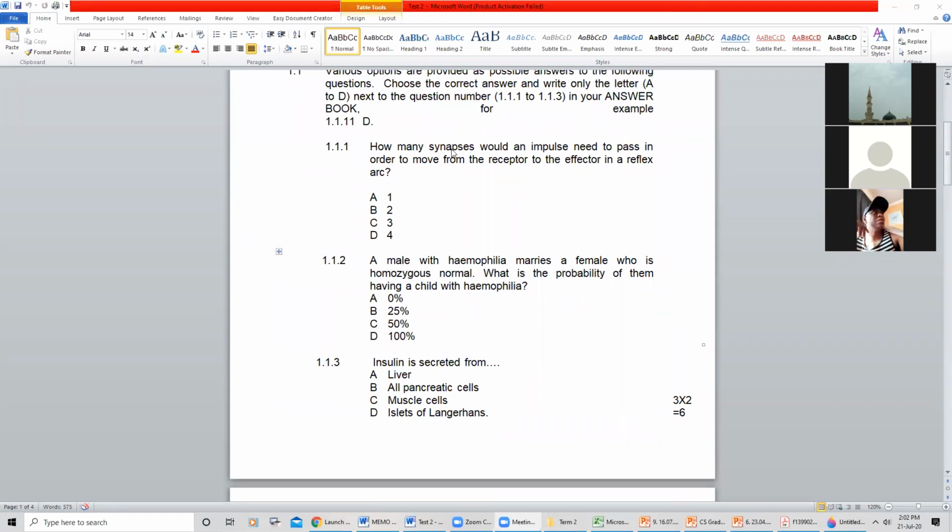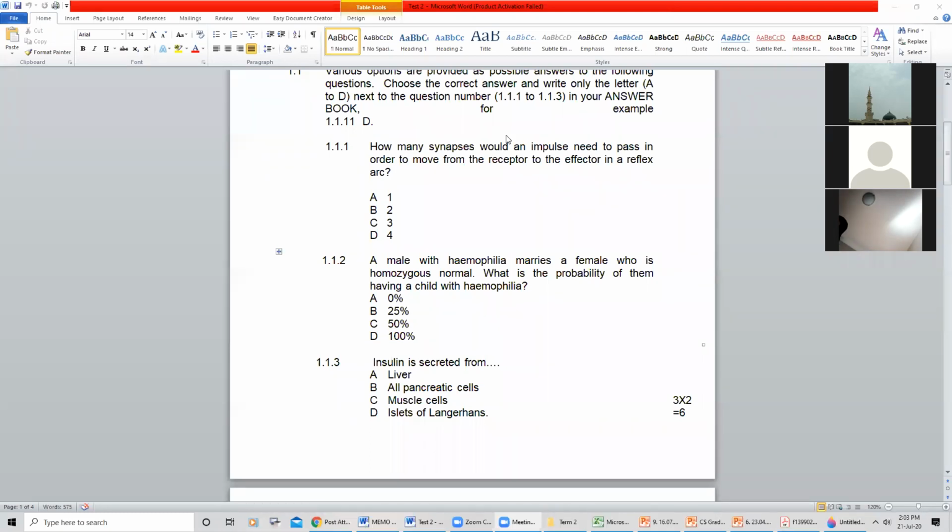It says how many synapses would an impulse need to pass in order to move from the receptor to the effector in a reflex arc? Who can give us that answer? Right, Katleho says B, which is correct.